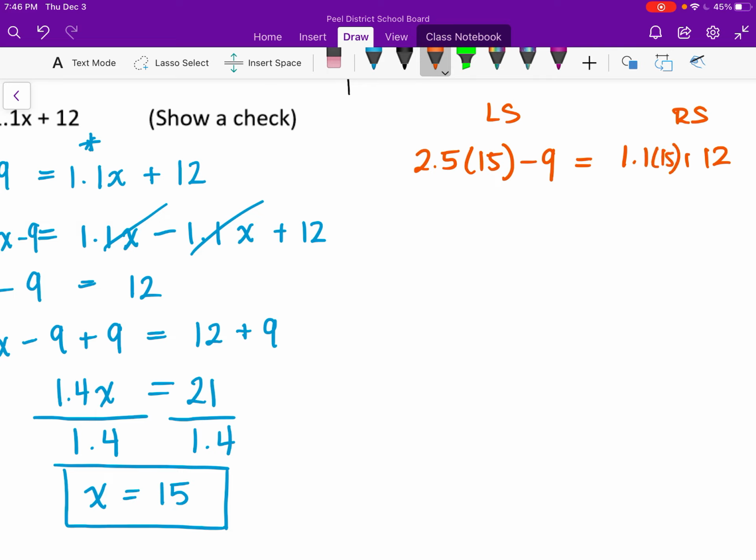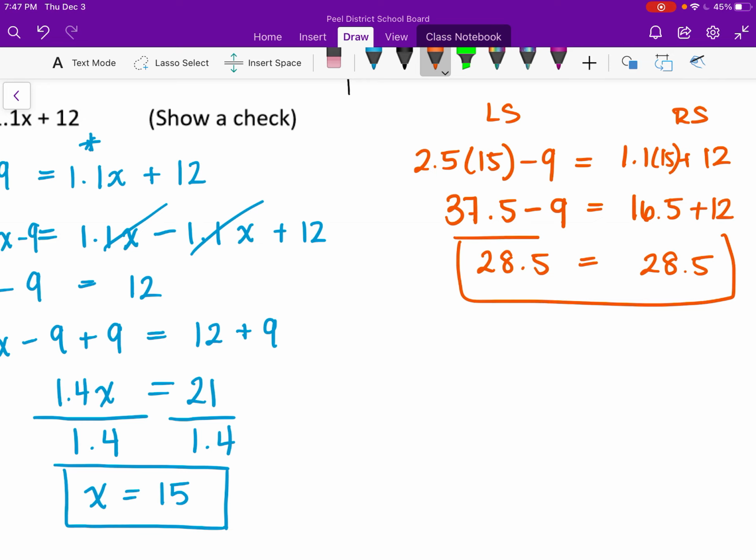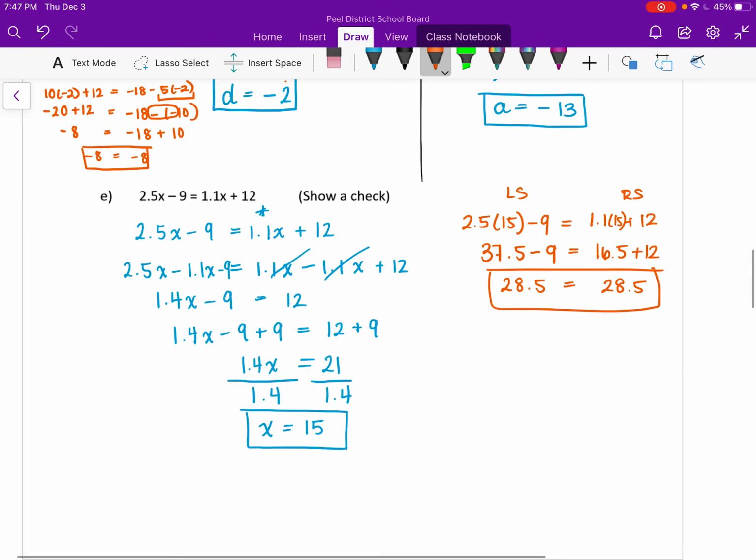So let's solve the left side first. So I have 2.5 times 15, which is going to give me 37.5 minus 9. Just do 37.5 minus 9, and that's going to give me 28.5. And I'm going to do the other side as well. So I'm going to do 1.1 times 15, which is going to give me 16.5 plus 12, which is going to be 28.5. And left side equals right side. Therefore, we know you did it right.